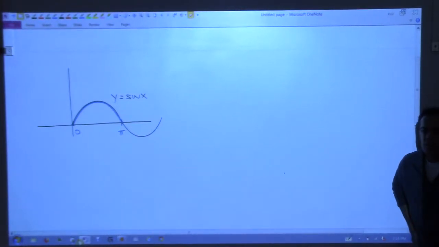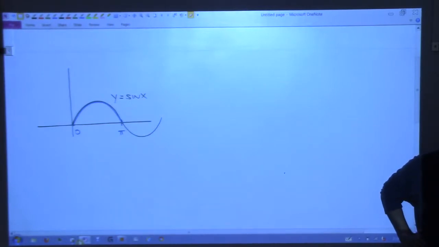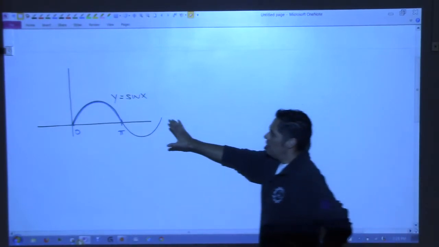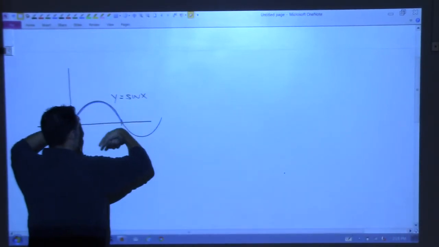All right, so let me ask you this. What would be the volume? What would be the formula if I wanted to know the volume of that wrapped around the x-axis? Let's see if we can do it without writing anything down. What would be the volume of this object if we wrap this around the x-axis? What would be the formula?